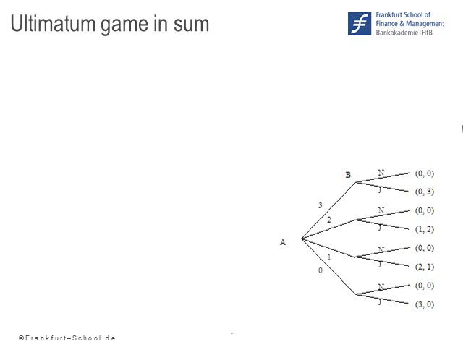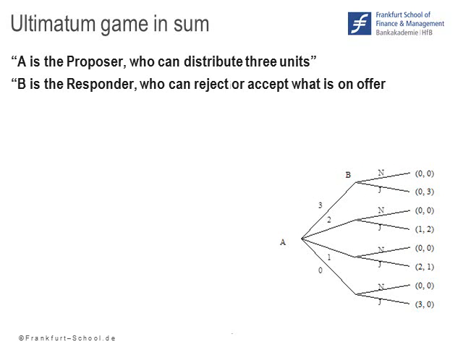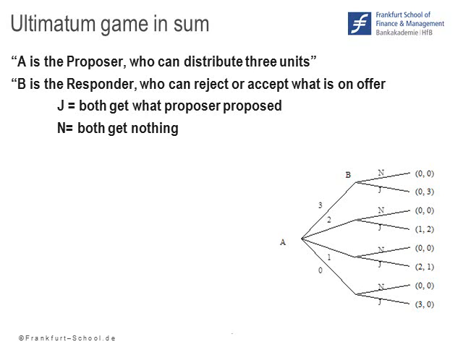The ultimatum game in sum has the following properties. A is the proposer, who can distribute 3 units. B is the responder, who can reject or accept what is on offer. Say up here, 3 units are passed on. Yes means that both get what the proposer proposed. In this case, it would be 0, 3: 0 for the proposer, 3 for the responder. And if the responder says no, then they both get nothing.